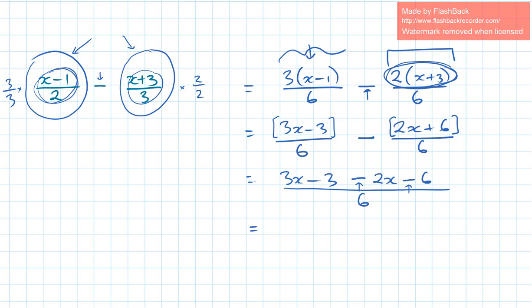So now I want to simplify the top line. So I've got 3x minus 2x gives me x. Minus 3 minus 6 gives me minus 9, and that is all over 6. So you could leave your answer like that. That would be your final answer.